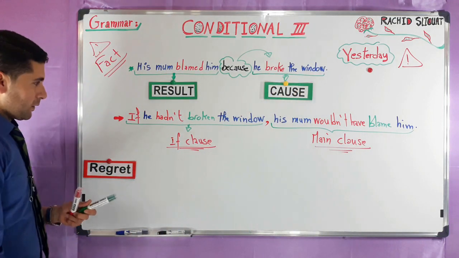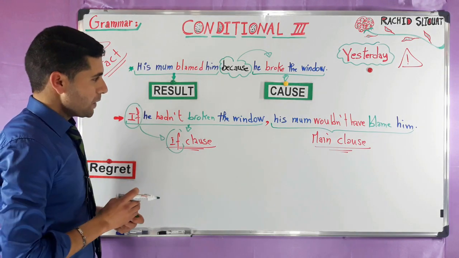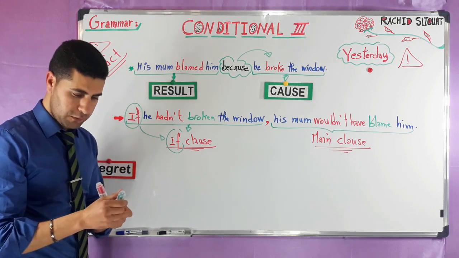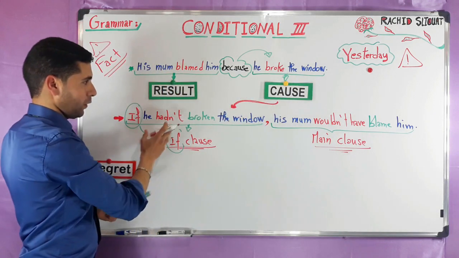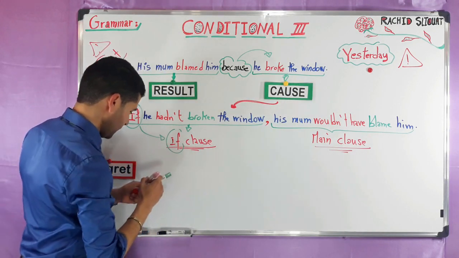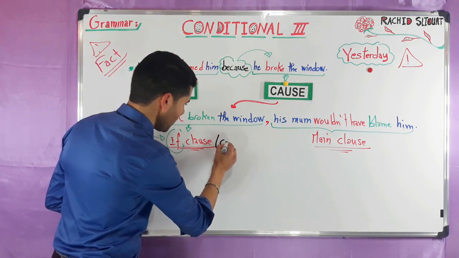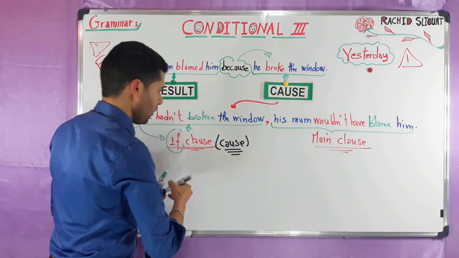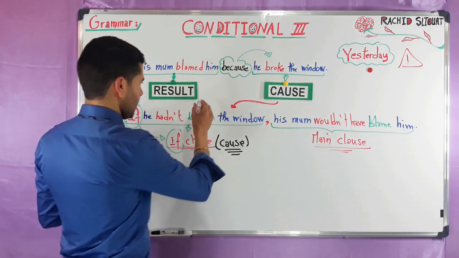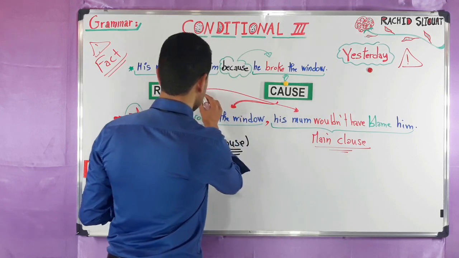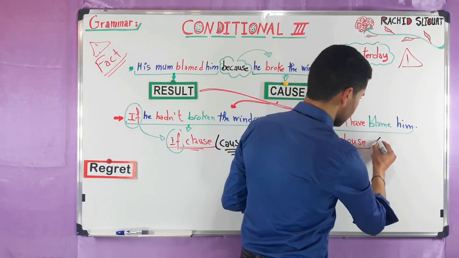We call it the if clause very simply because it starts with if. The if clause always goes with the cause, so this is something that you have to remember. The if clause is always with the cause, and the main clause is always with the result, as you can see here.